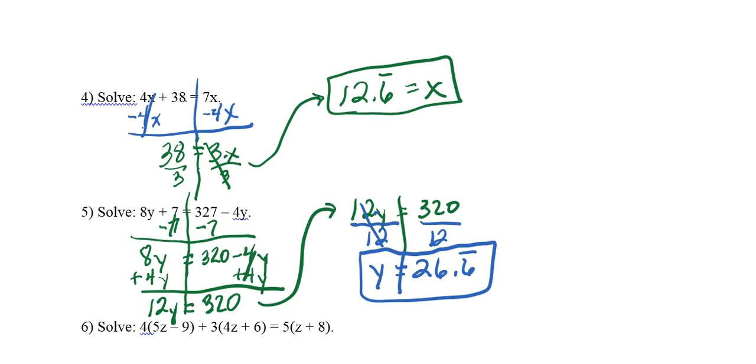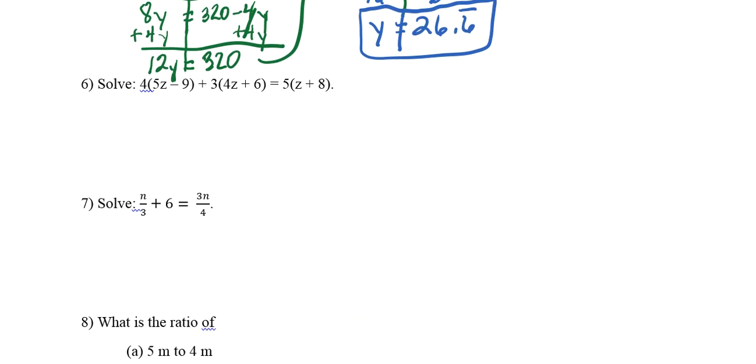Okay, looking at number 6. So they're getting larger, which just means they have more steps. Now I have the distributive property going on, and I would always want to get rid of parentheses earlier than later. So we're going to go ahead and do the distributive property all the way through here.